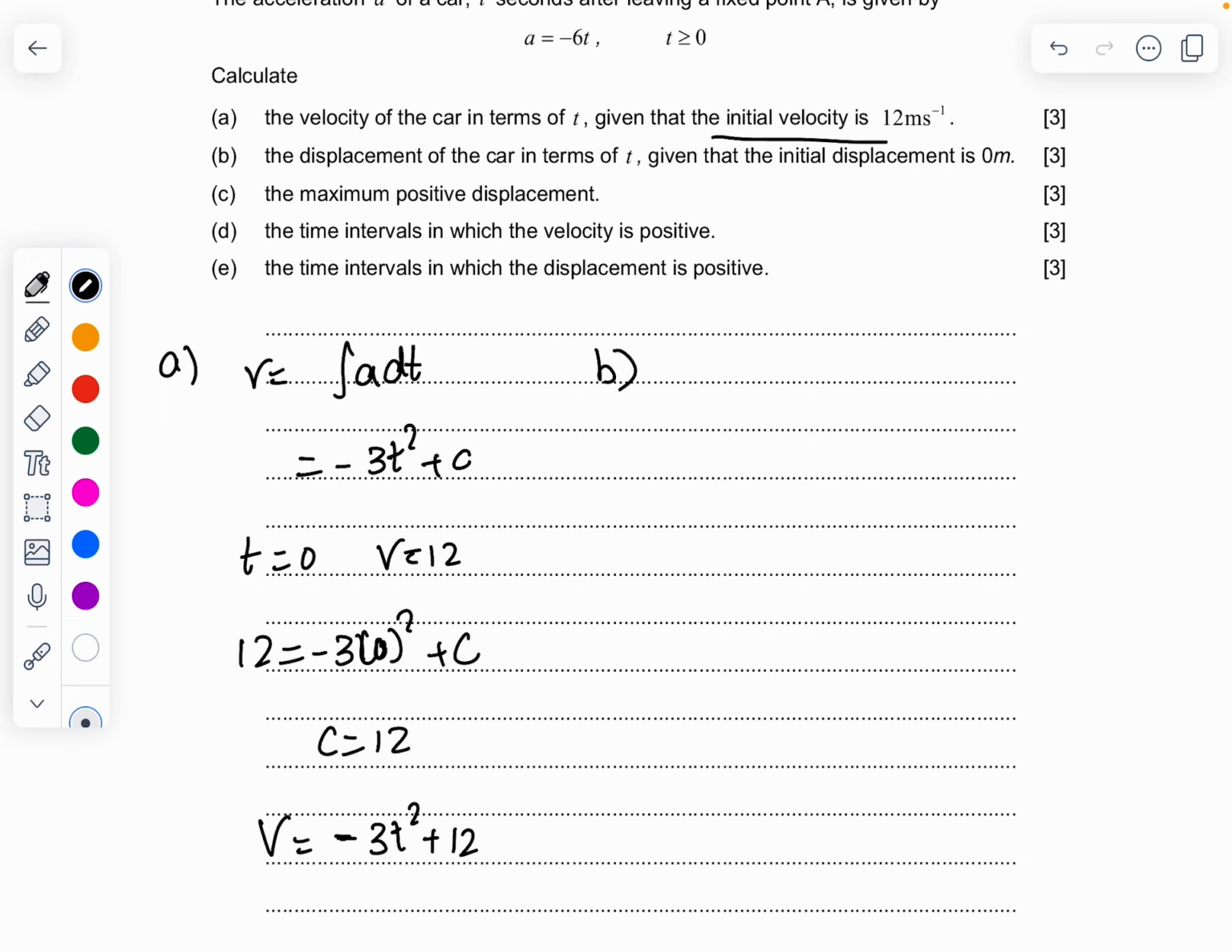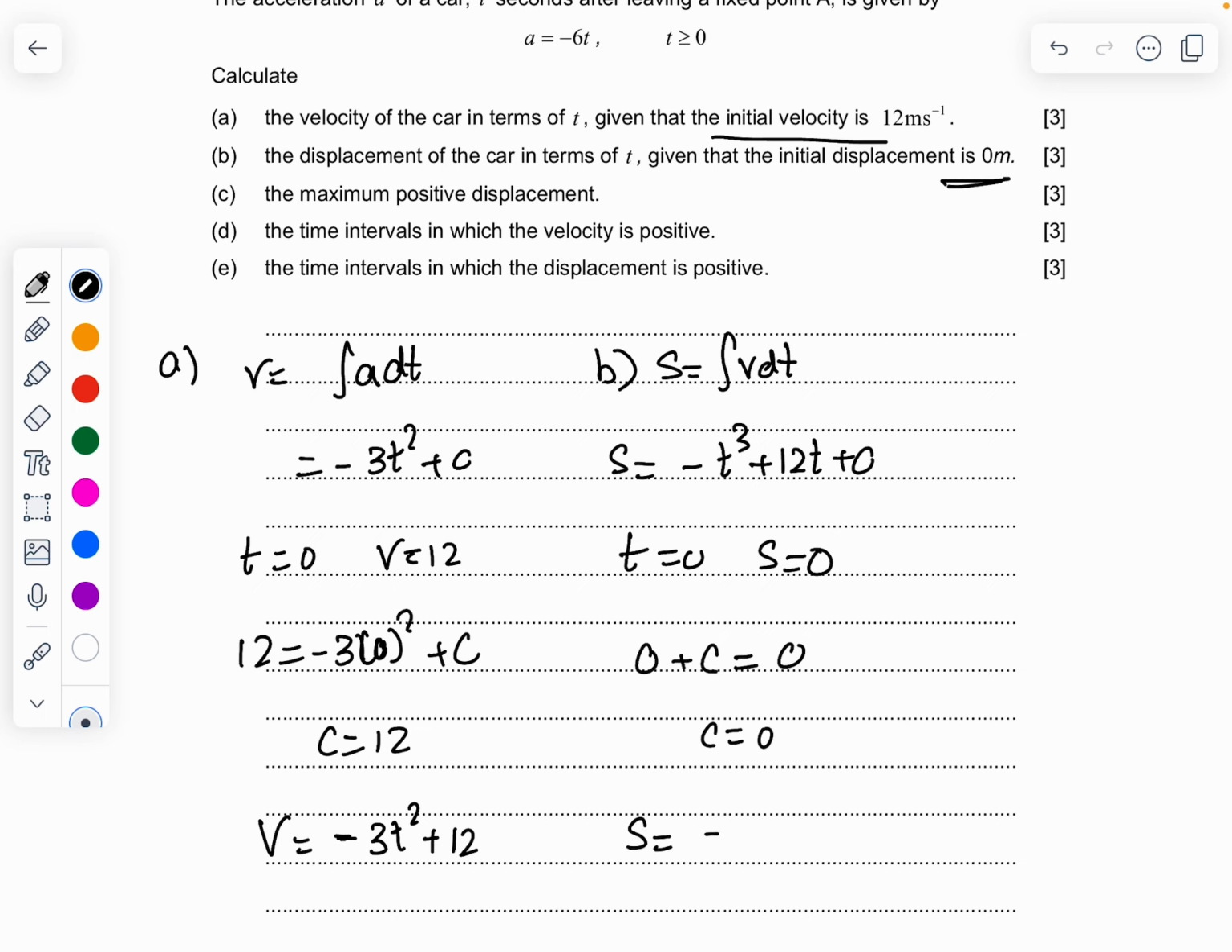Part B, displacement in terms of t. So s equals the integral of v dt. S is going to be minus t cube plus 12t plus c. Now again at t equals 0, the initial displacement is 0, s equals 0. So 0 plus c equals 0, so c equals 0. So the formula for the displacement is minus t cube plus 12t.